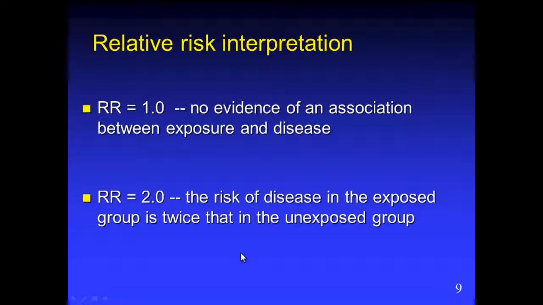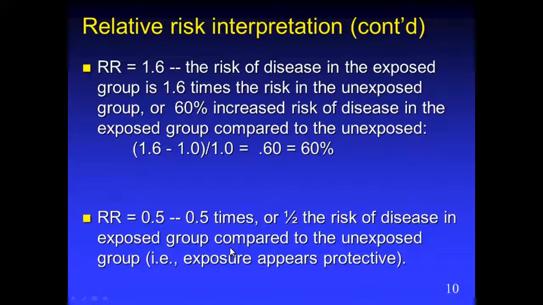So the interpretation of the relative risk is fairly straightforward. If we have a relative risk of 1, in other words, the risk in the exposed group is the same as the risk in the unexposed group, you're dividing the same number by the same number, and so you get 1, naturally. Now if the relative risk is 2, there's a doubling of risk in the exposed group compared to the unexposed group. That's, I think, very straightforward. If we had a relative risk of 1.6, we might say that there's a 60% increased risk of disease in the exposed group compared to the unexposed group.